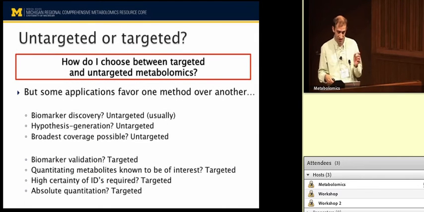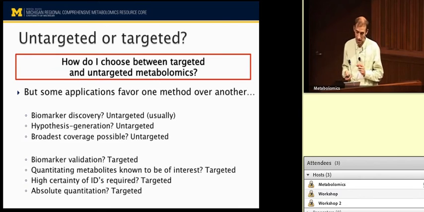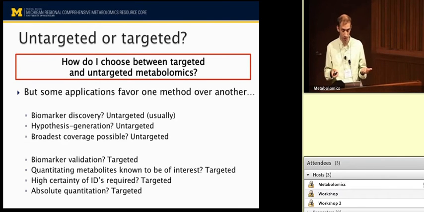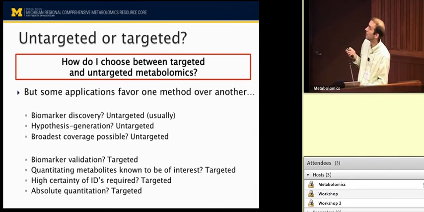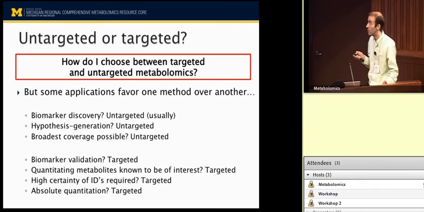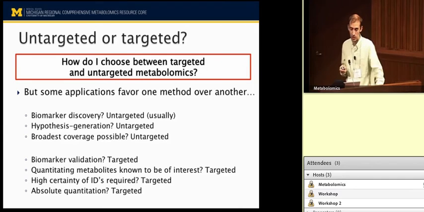But there are some specific applications which favor one method over another. The biomarker discovery would certainly push you towards untargeted under most circumstances, although there are certainly exceptions. Hypothesis generation, you need to understand what may be causing a phenotype that you're observing between two animal models, or between a treatment condition and control. That may favor an untargeted analysis. If you just want to get the broadest coverage of the metabolome possible, untargeted is generally favored. Biomarker validation, targeted. So if you've gotten a biomarker from some of your studies, you may want to go to a targeted approach.